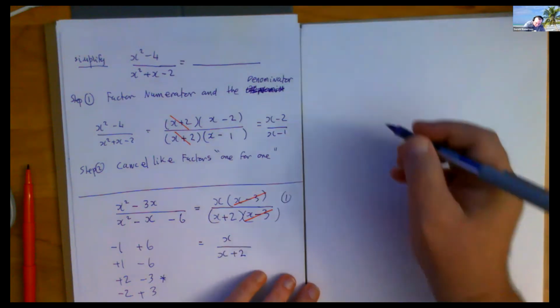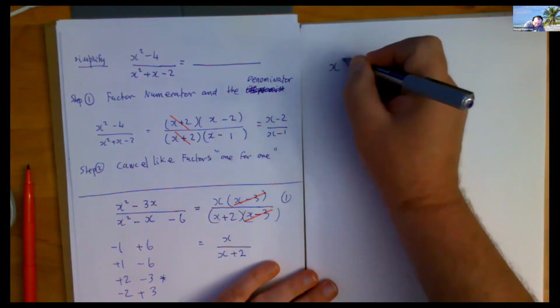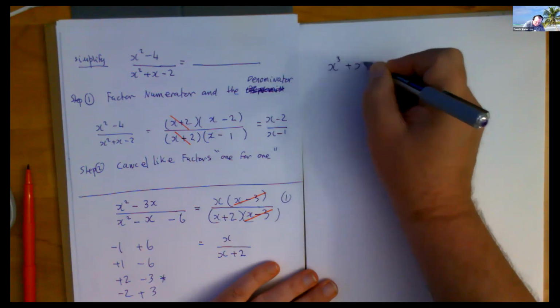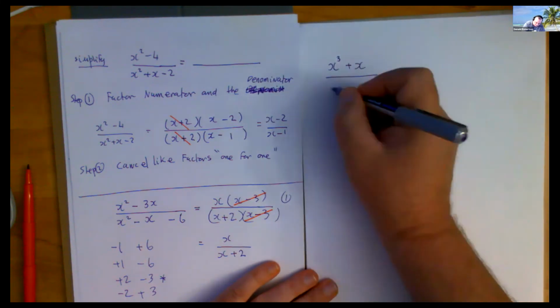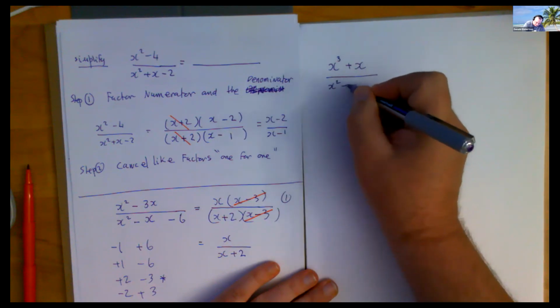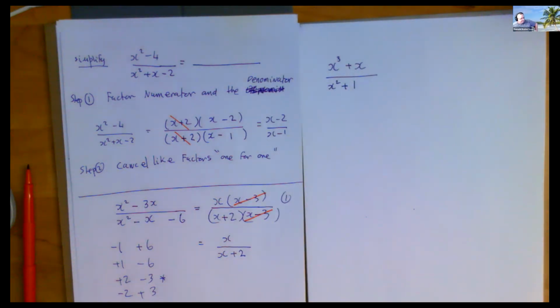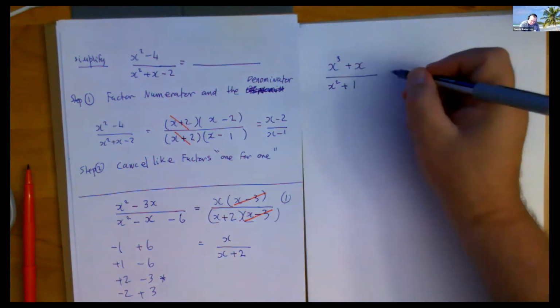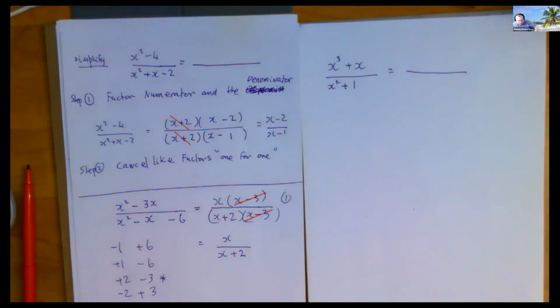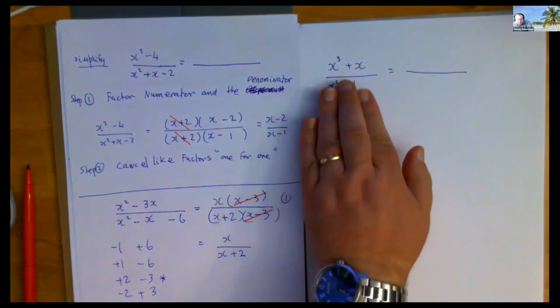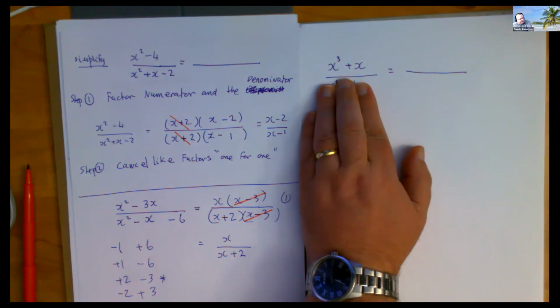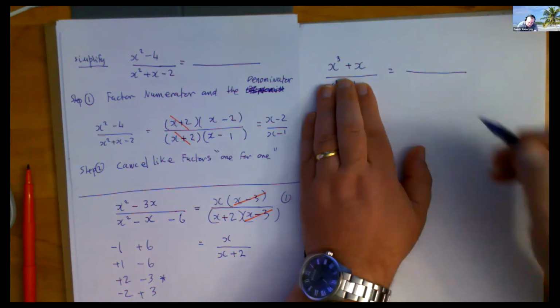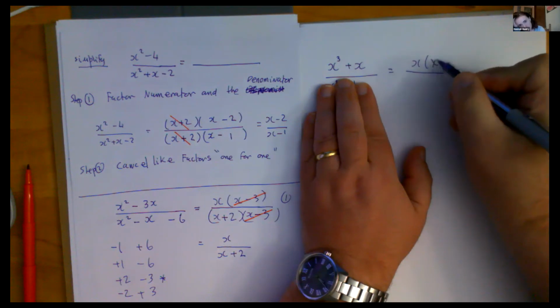Let's just try x cubed plus x over x squared plus 1. I need to factor x cubed plus x. A common factor? A common factor of x. That leaves me with x squared plus 1.